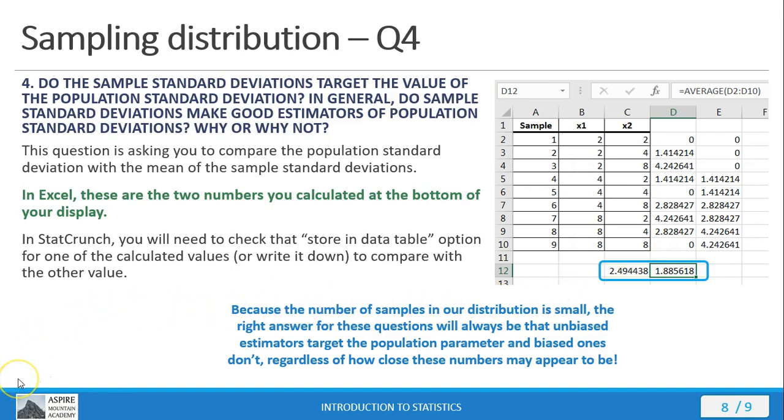And that's why I always recommend students to memorize that list and go off the list. Here we're dealing with standard deviation. Standard deviations are biased estimators. So even if these numbers were the same, I would come back and say, no, they do not target. In general, the sample standard deviation does not make a good estimator of the population standard deviation because it's a biased estimator.